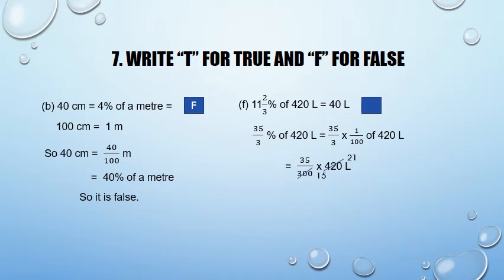Now what we will do? We will divide 35 in the numerator and 15 in the denominator by the common number 5. 35 divided by 5 is equal to 7, and 15 divided by 5 is equal to 3. Now we will divide 21 in the numerator and 3 in the denominator by the common number 3. 21 divided by 3 is equal to 7 and 3 divided by 3 is equal to 1. So what is left? In the denominator it is 1 and in the numerator it is 7 multiplied by 7, which is equal to 49 liters. So 11 2 by 3% of 420 liters is equal to 49 liters, and it is not equal to 40 liters. So this statement is false.